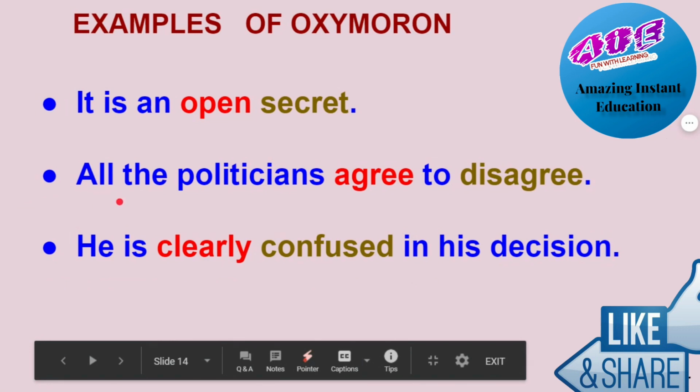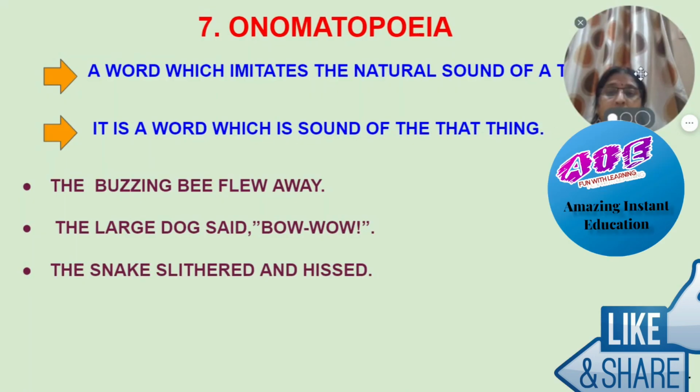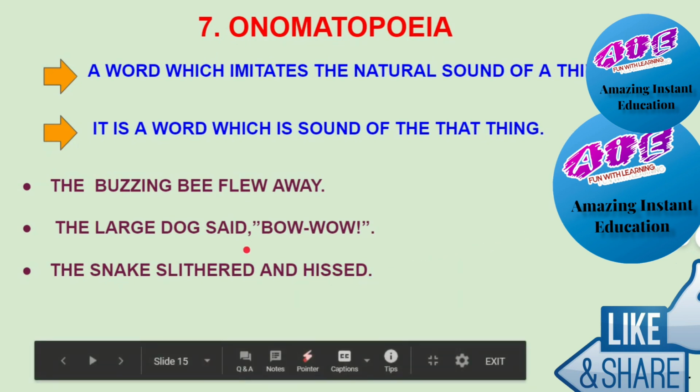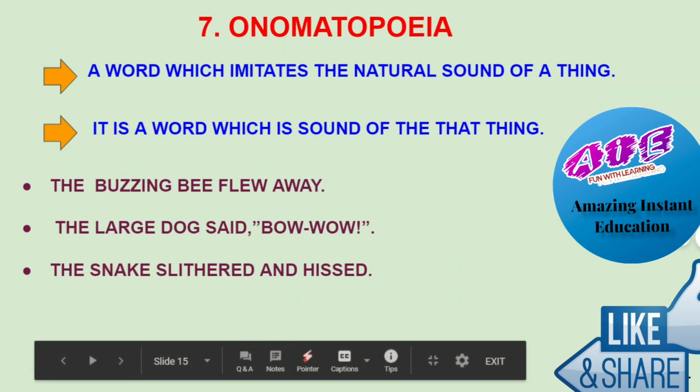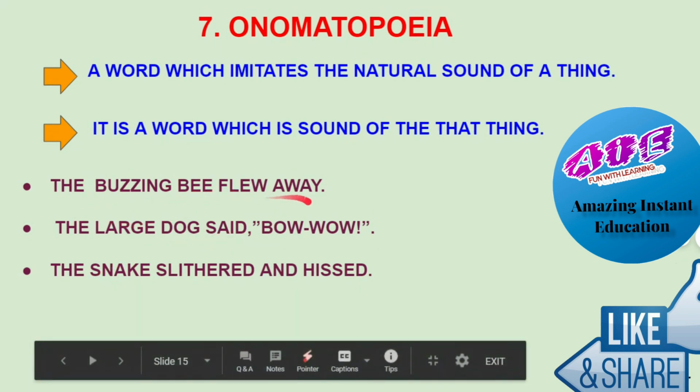Okay, children, understood? Now, the last type of figure of speech that we will be learning today is onomatopoeia. Onomatopoeia is defined as a word which imitates the natural sound of a thing. Let's understand with some examples. See here, the buzzing bee flew away.